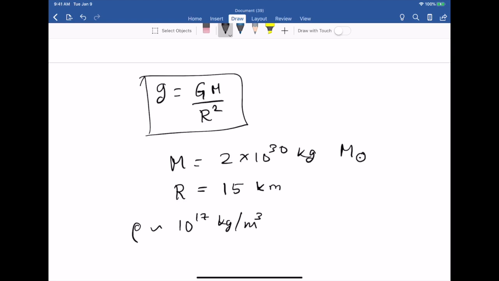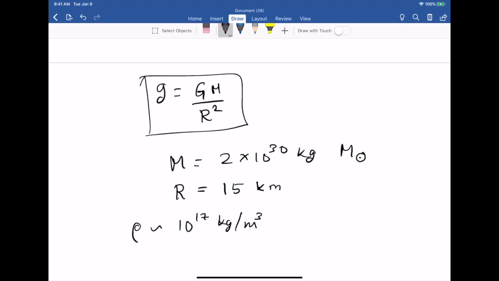To give you an idea of how dense that is, there are many analogies often used to convey what this density is like. If you take all the human beings on planet Earth, all 6 billion human beings, and squeeze them to the size of a sugar cube, the density that you're going to get is the density of a neutron star. Then you get this 10 to the power of 17 kgs per meter cubed.